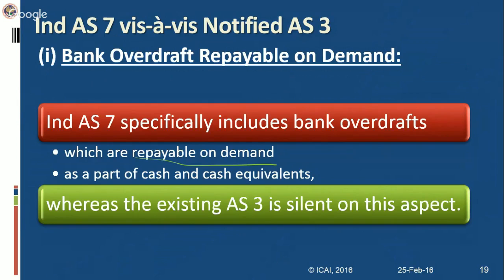Our AS 3, which you are all familiar with, does not specifically deal with the item bank overdraft. It does not say anything about it. But Ind AS 7 specifically mentions that all bank borrowings are considered to be financing activity. However, any bank overdraft, if repayable on demand, will be considered as part of cash and cash equivalents. This is a special characteristic of such banking arrangements, that the bank balance often fluctuates from being positive to an overdrawn balance. So this is a difference between Ind AS and our existing AS.